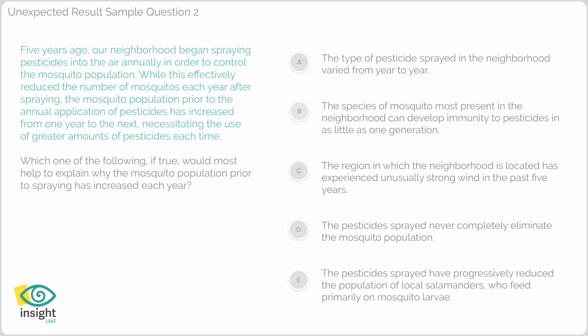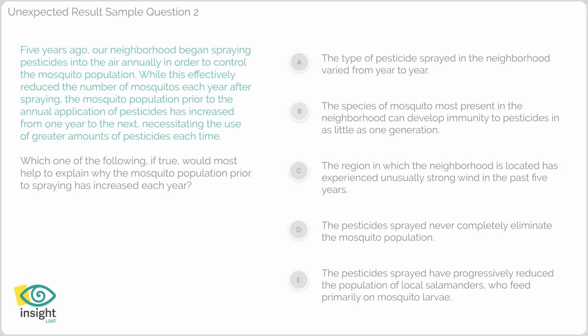Okay, that wasn't totally clear to me at first. What's going on here? They begin spraying 5 years ago. They do it annually, and it works. It effectively reduces the number of mosquitoes after spraying. Great. But the mosquito population prior to the annual application of pesticides has increased from one year to the next. Okay, so they're talking about the starting point each year, before you spray. How many mosquitoes are there? And they're saying that it has gone up every year, necessitating the use of greater amounts of pesticides.